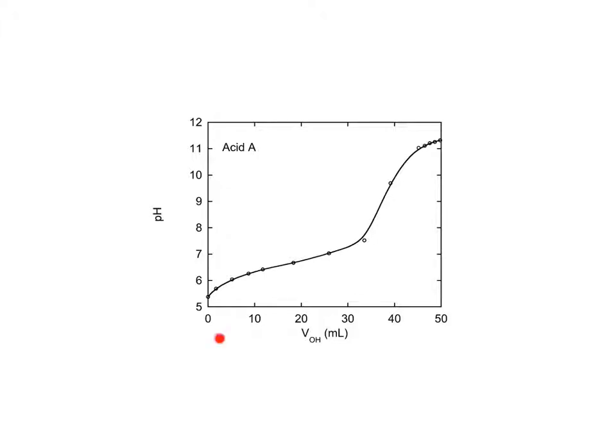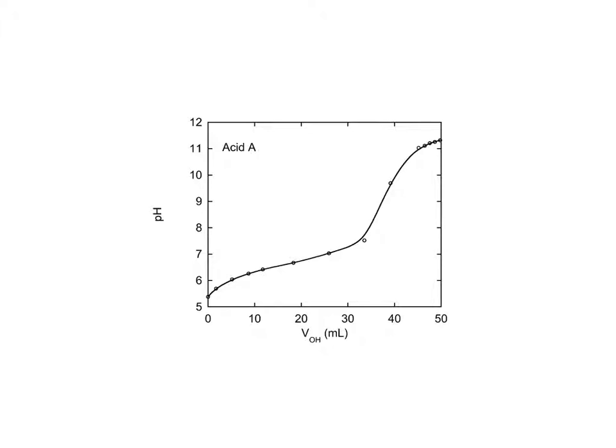Here is an example of a pH titration curve for a particular weak acid. We'll just call it acid A. Let's take a moment to imagine what's in our beaker at every region on this titration curve.